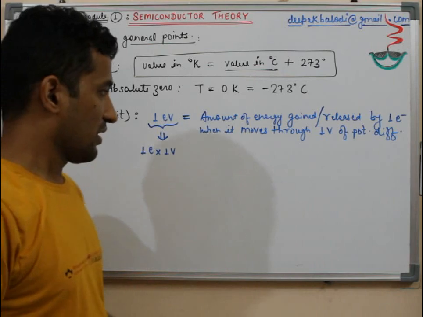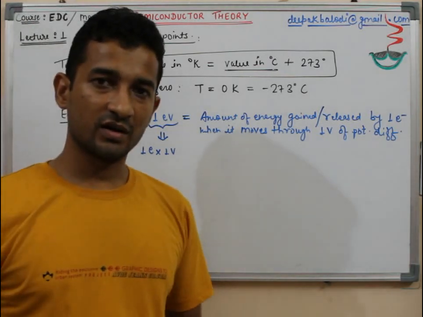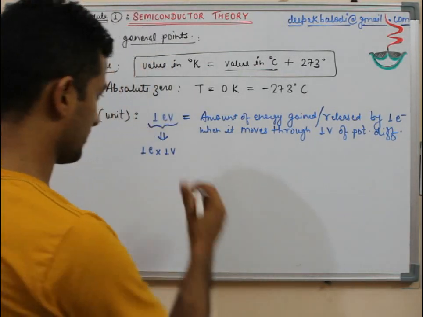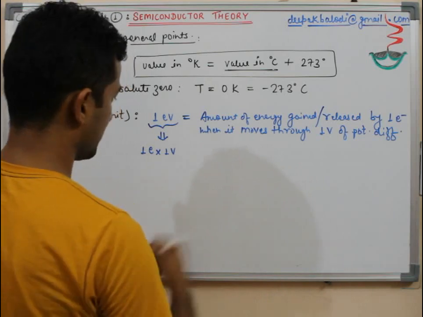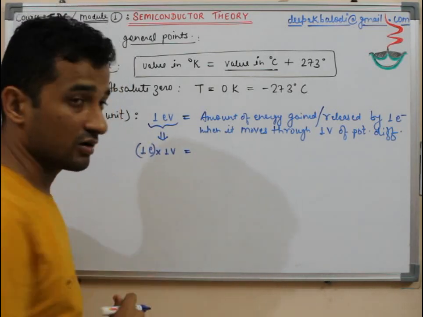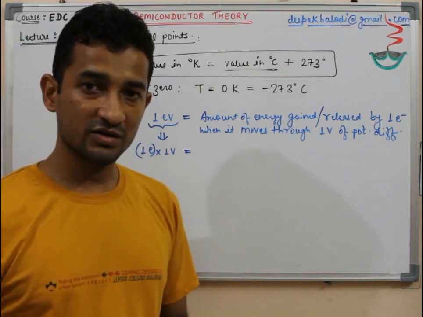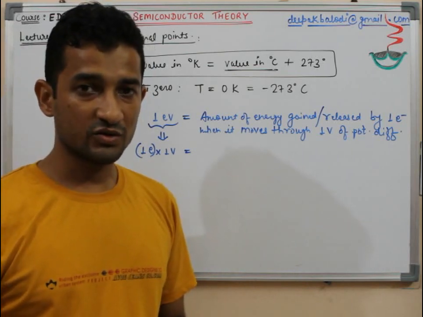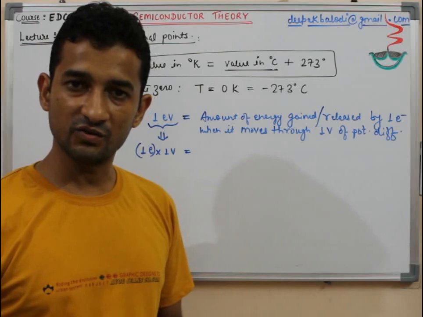Now anytime we wish to change it into joules, it is very simple. We can write it: 1 electron is basically not the smallest value of charge. The smallest unit of charge, or the single unit of charge, is 1 coulomb.